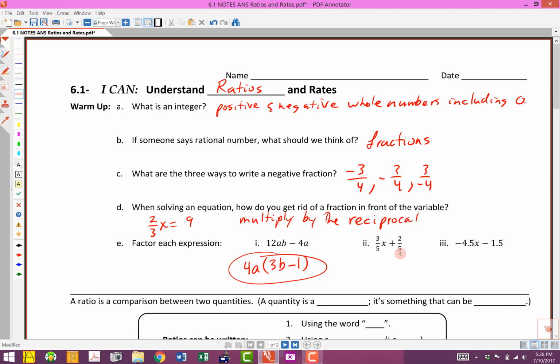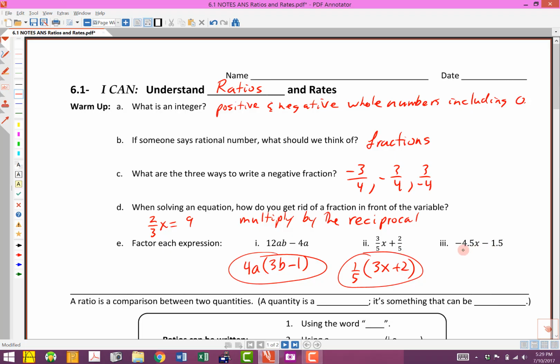3/5 x plus 2/5. You can hear that common factor right there, that fifth, so we're going to be able to take out a 1/5. Can't take out anything on the top, so we're going to take out a 1, and we can take out a 5 on the bottom. So we're going to be left with a 3 on the top with the x, and then we're going to be left with a 2. And again, on a factoring problem, you can always distribute through and make sure that you got it right.